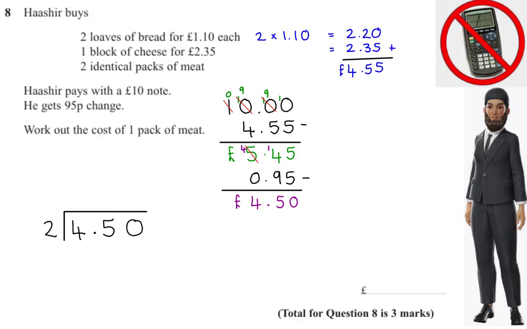Let's divide through, and then you get 4. You get 4 divided by 2, which is 2. A decimal point over here. 5 divided by 2, which is 2. Remainder 1. 10 divided by 2, which is going to give us 5. And so your final answer should work out to be 1 packet of meat will cost £2.25. £2.25.